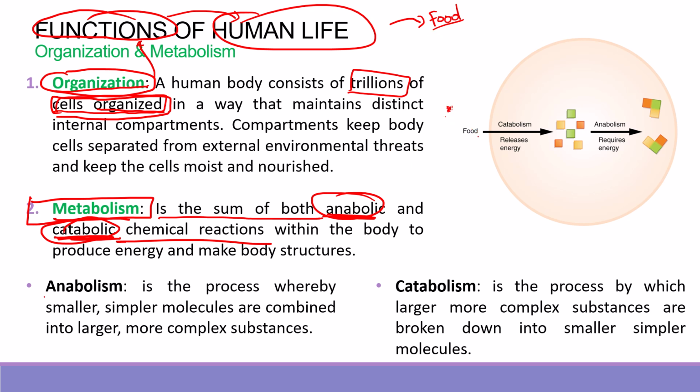Anabolism is the process whereby smaller or simpler molecules are combined into larger or more complex substances. Catabolism, on the other hand, is the opposite, the process by which larger, more complex substances are broken down into smaller or simpler molecules.